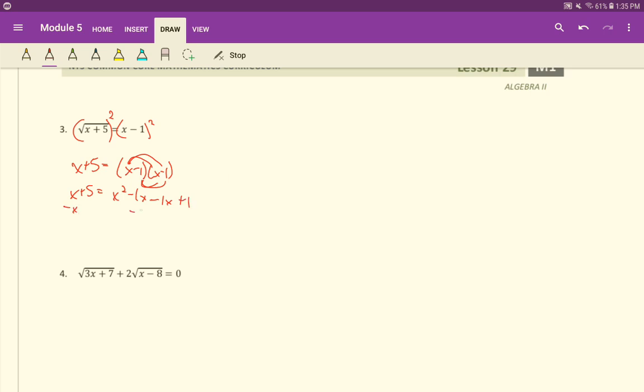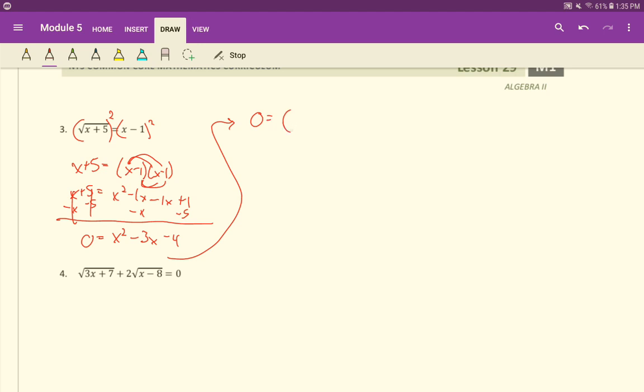Subtract these two terms over as well. So I have 0 equals x squared minus 1x minus 1x minus 1x. So it's actually 3, right? Minus 3x, and then 1 minus 5 is minus 4. Okay, put that up here.